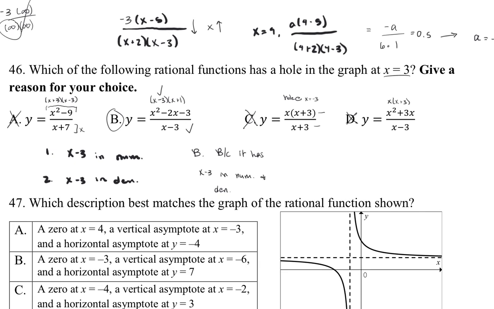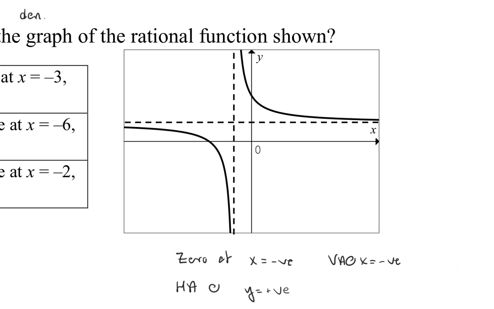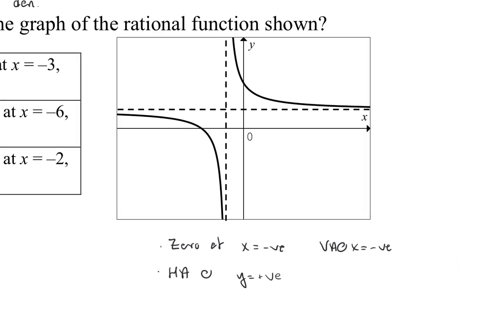Moving on to our last question, number 47, we want to check which description best matches the graph of a rational function. So before we even look at the descriptions, I'm going to say we're going to have a zero at x is equal to a negative, a horizontal asymptote at y is equal to a positive number, and then a vertical asymptote at x is equal to a negative number. So these are the three items that we want to pay attention to when we're looking at our descriptions.